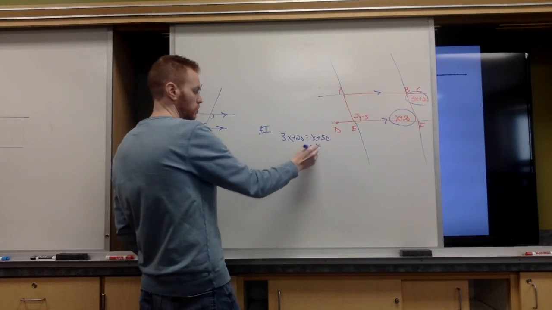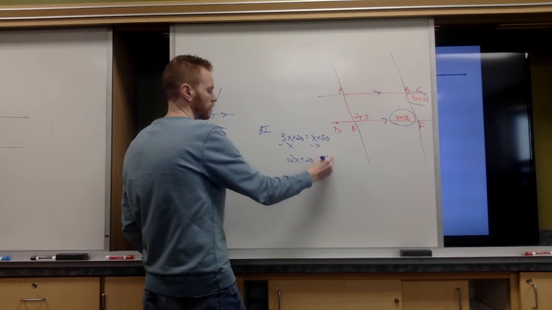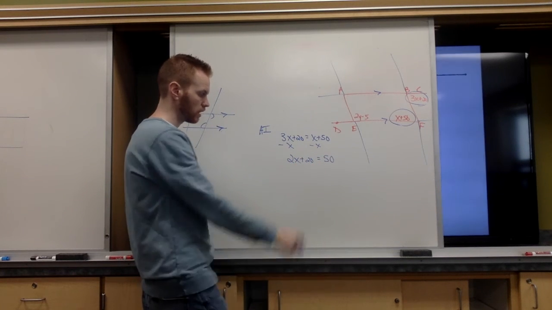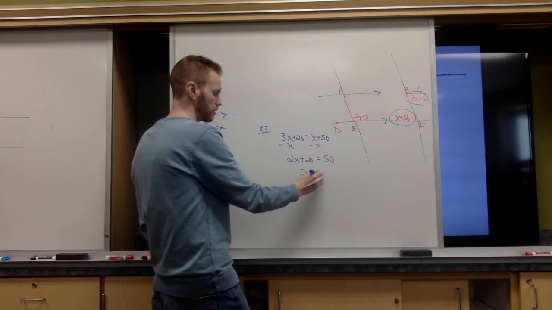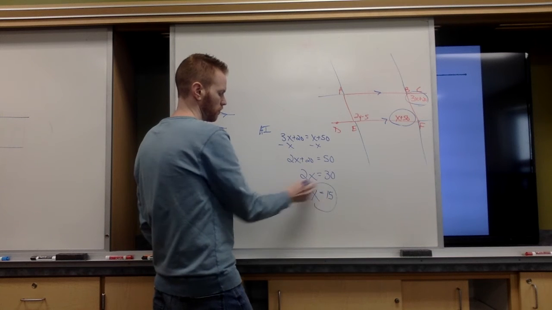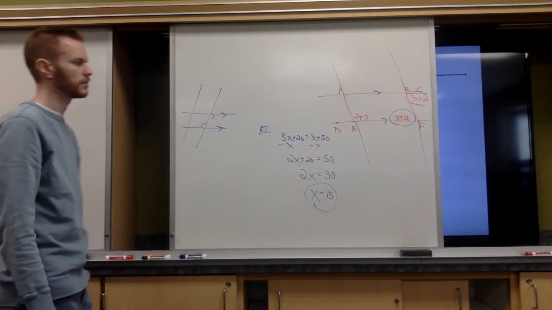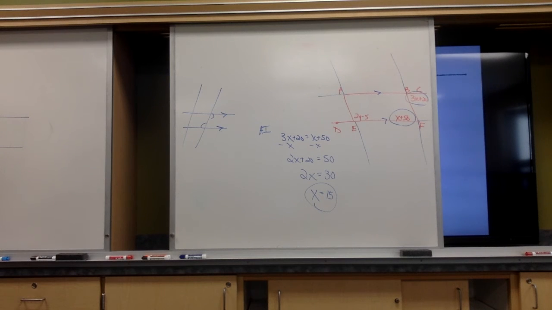Solving for x, we'll subtract x from both sides. For my first step, subtract 20 to isolate x. Divide by 2. 15. So 15 will make both of those guys equal to each other. Okay? So far so good? Yeah.